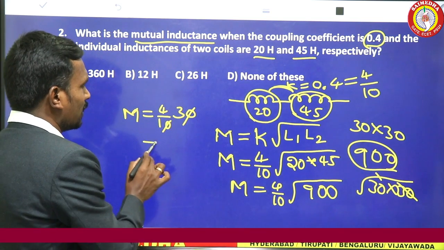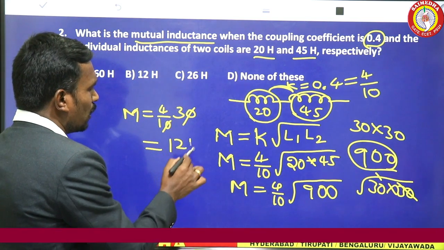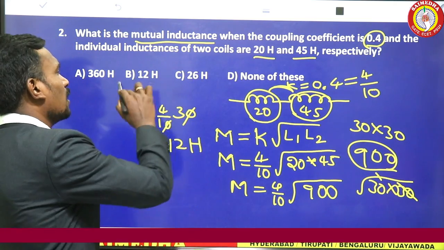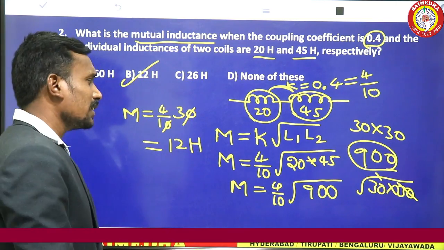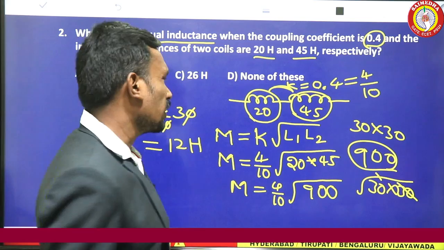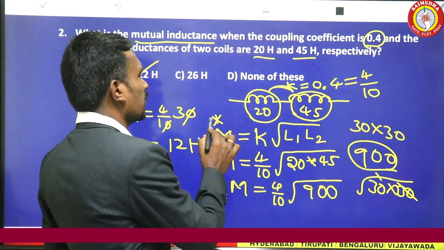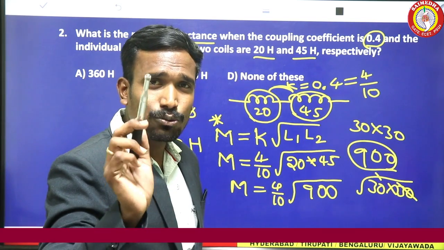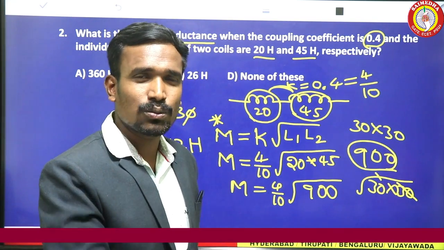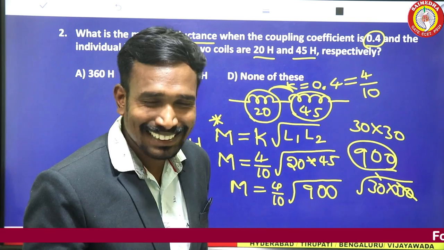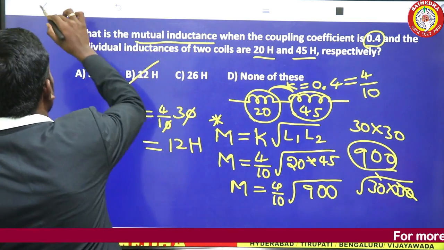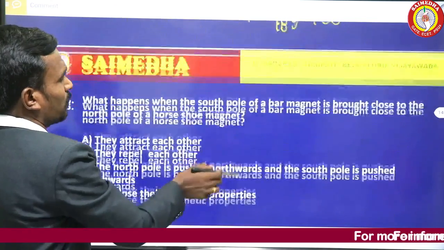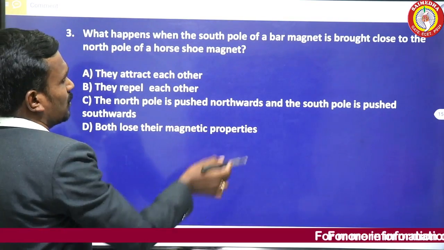The zero and zero get cancelled. 4 threes are 12. 12 Henries is our answer. Very simple question. This formula is important, sir. They will ask you a question on this formula, even in the 2022 JE exam also. Remember this point. Right, sir? Let's go for the next question. Yeah. Now tell me.